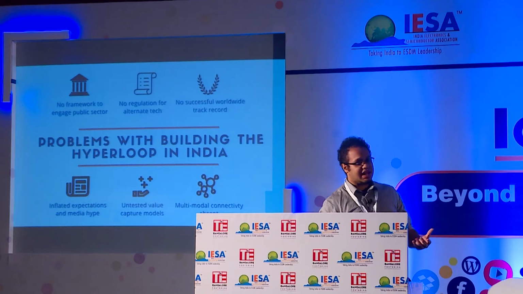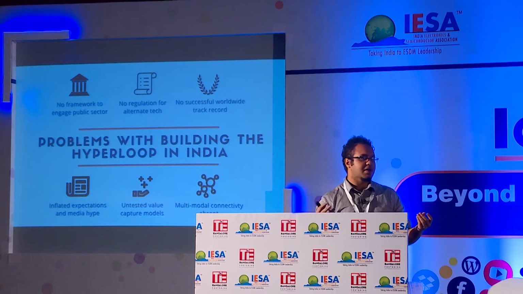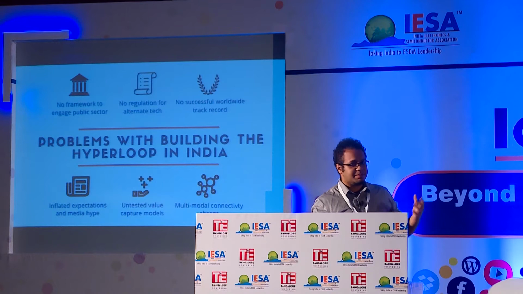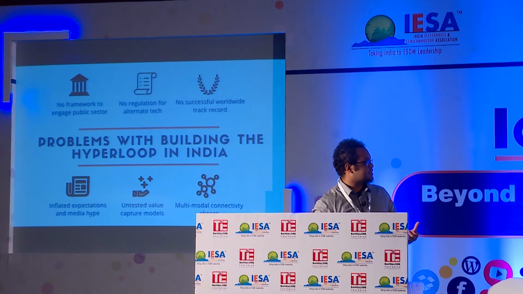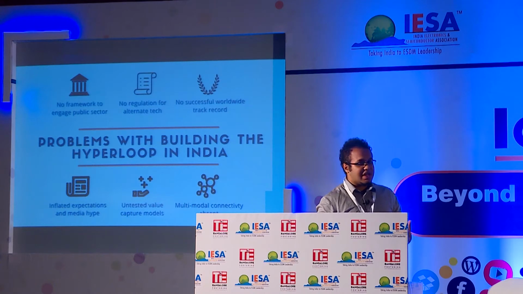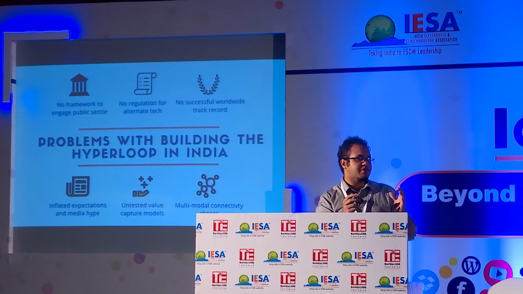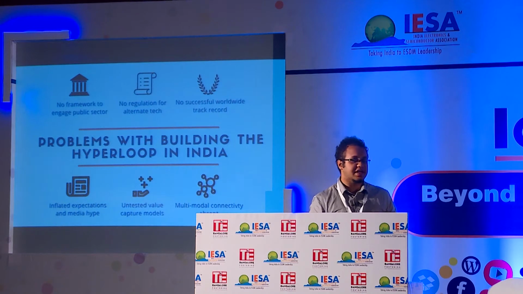One of the biggest things is engaging with the government. Now, no single private company can just come and bulldoze their way and build a Hyperloop. There are a lot of other problems, like it's completely new technology, so there is no way to regulate it at this point. There is no successful track record. The value capture models are very skewed because you plan to get people from one city to another at the fare of a bus ticket. So the subsidized cost to that extent requires very sophisticated value capture models.